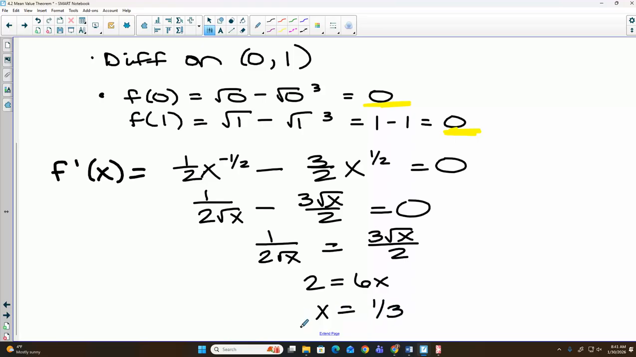Was 1/3 in my interval 0 to 1? Yes. So we found a point in the interval. That works. Any questions there?